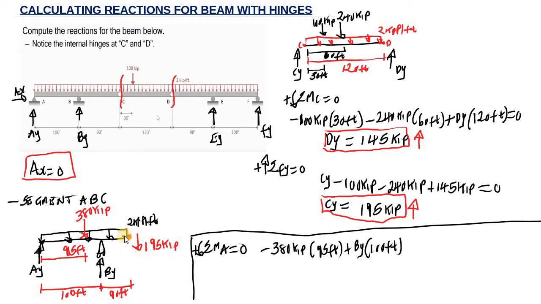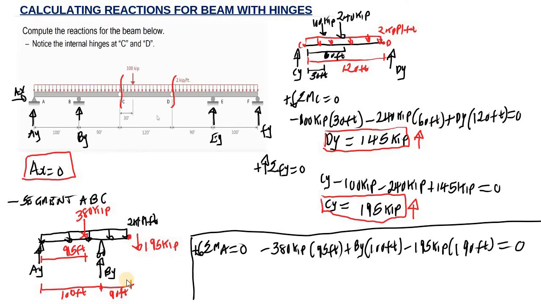This is going to try to rotate the beam in the clockwise direction, so this is going to be negative. So this is negative 195 kip. Then multiply by the distance. So what is the distance? The distance is going to be 100 feet plus 90 feet, which is going to give us 190 feet. So this is multiplied by 190 feet. We don't have any additional force, so this is equal to 0.